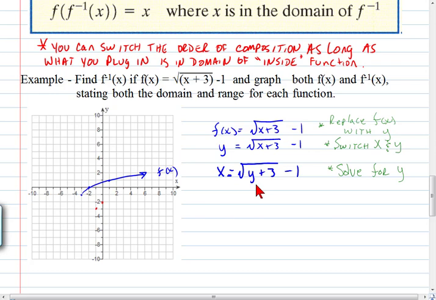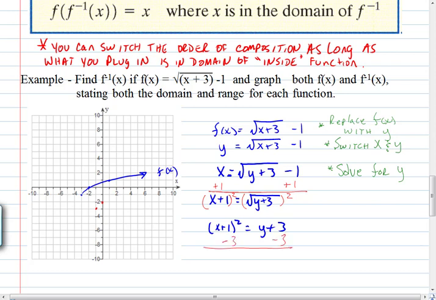So in order to get the y by itself, I'm going to add 1 to both sides. And that's going to give me x plus 1 equals the square root of y plus 3. What's the next step towards solving for y? Square both sides. What you do to one side, you have to do to the other. You can do almost anything you want, so long as you do the same thing to both sides of the equation. So that's going to give me x plus 1 squared equals y plus 3. Now what? Subtract 3. And I end up with x plus 1 squared minus 3 equals y.